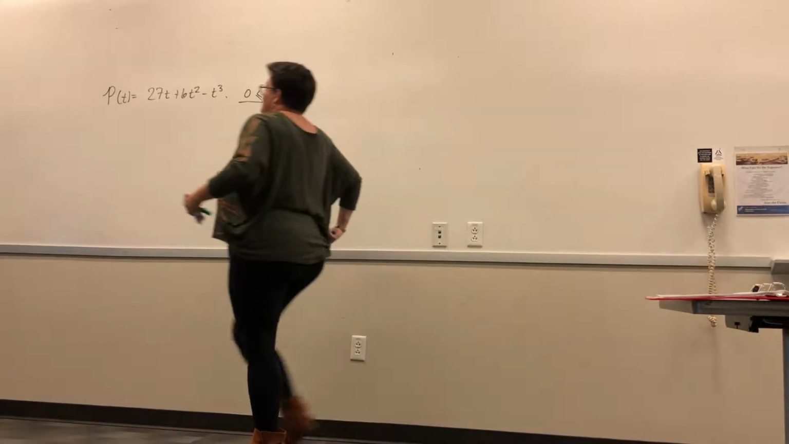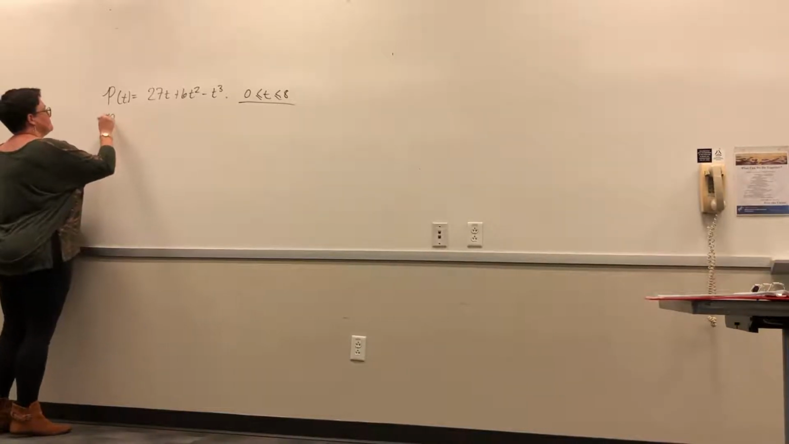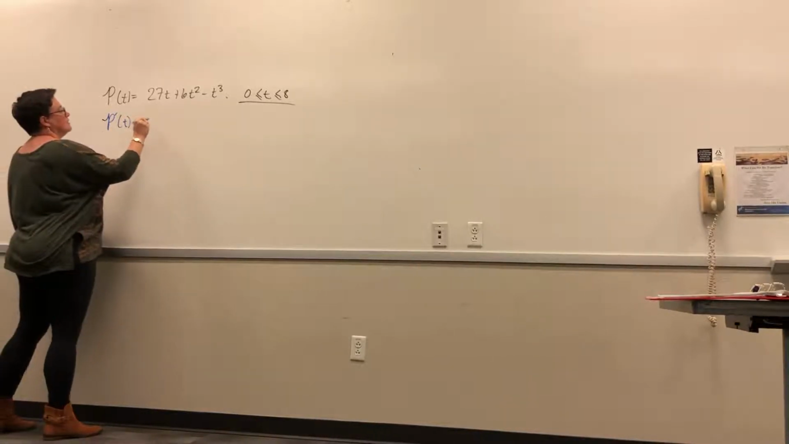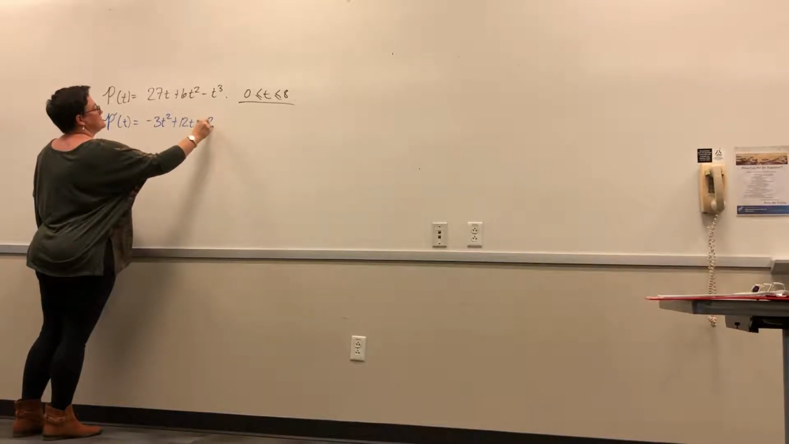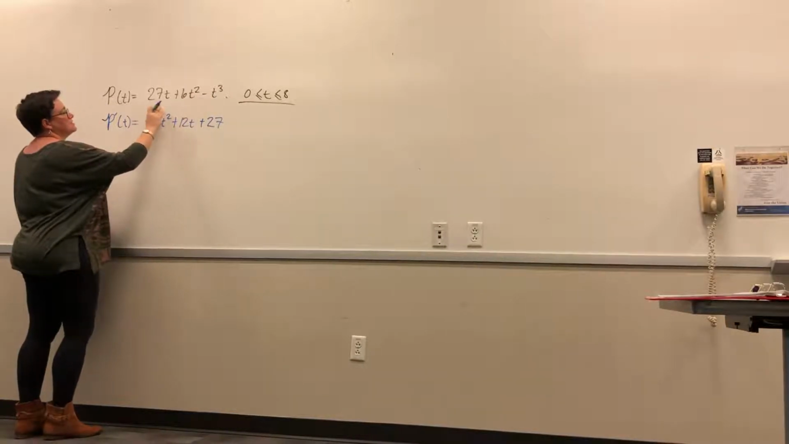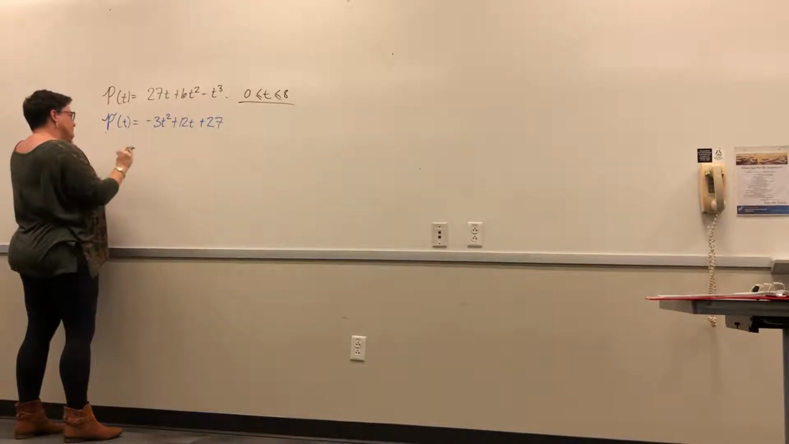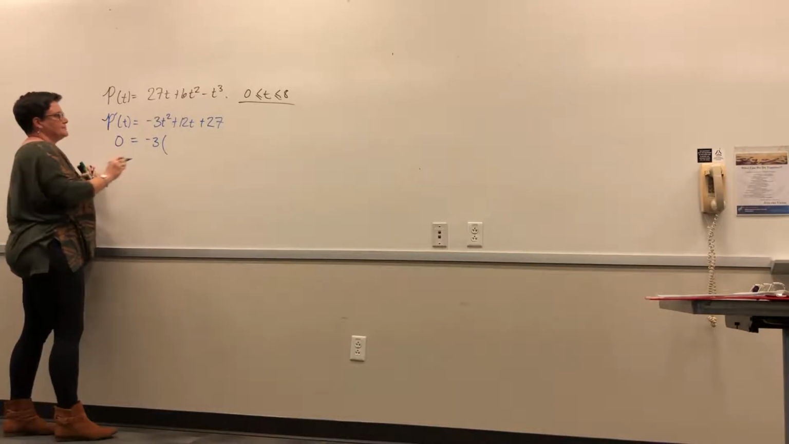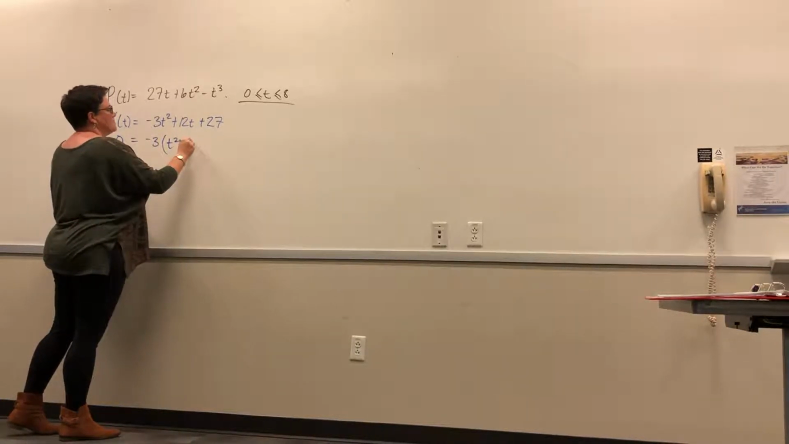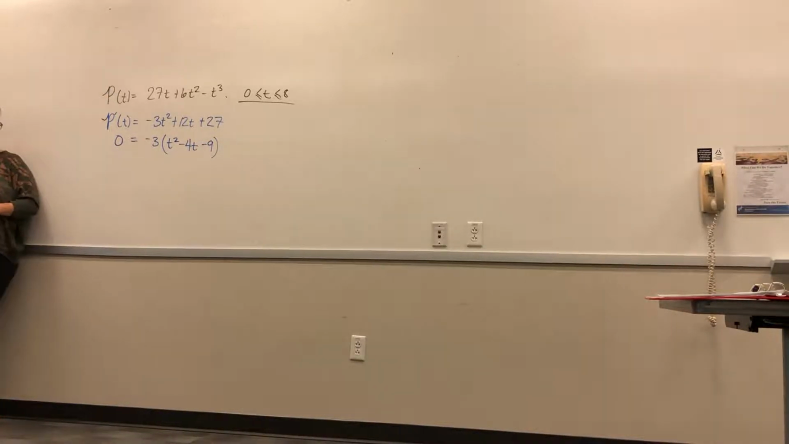So find critical values, that's where the slope equals 0, right? So let's do that. What's P prime? Negative 3T squared plus 12T plus 27. Yeah, so she just took the derivative of each term. Now we set it equal to 0, and I'm gonna factor out a negative 3 while I'm at it. So I get T squared minus 4T minus 9. Everyone cool with this?